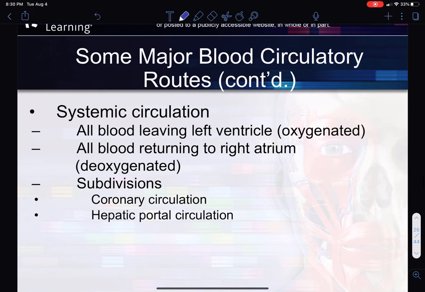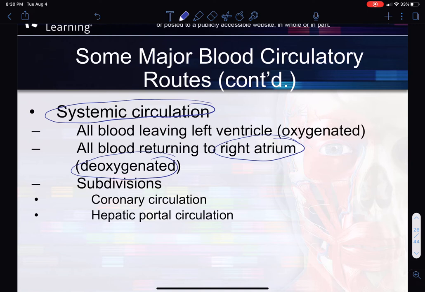Okay, let's talk about what happens whenever blood is actually leaving the heart via the aorta and where it goes. So once we are leaving the left ventricle via the aorta, we have all of this oxygenated blood and it is traveling through the systemic circuit. It's called systemic because it's everywhere, essentially everything but the lungs. And when all of the blood then leaves the systemic circuit, it all returns back to the right atrium as deoxygenated blood.